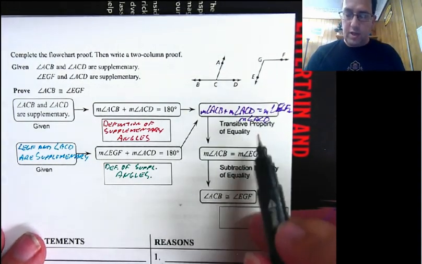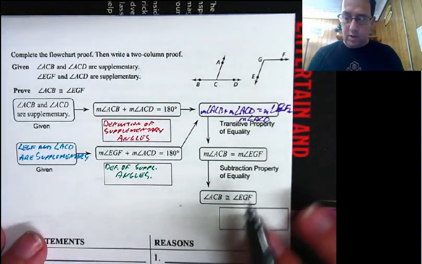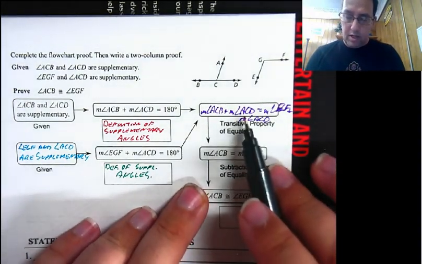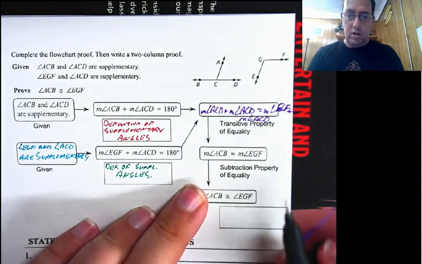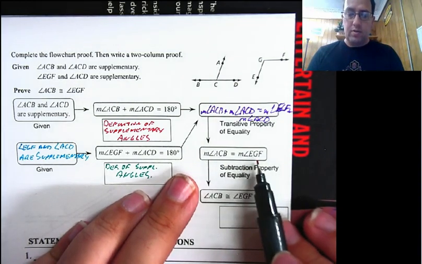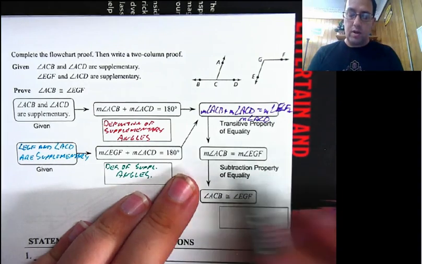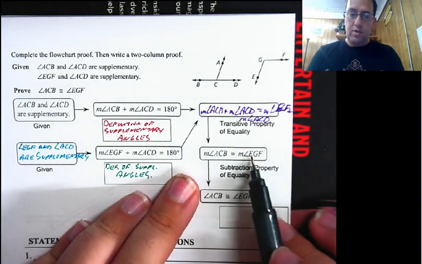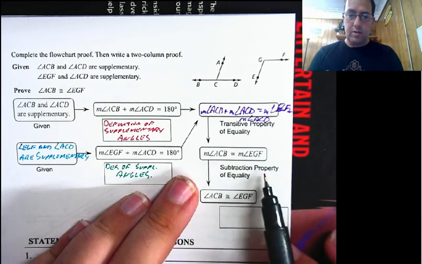And if we have it on both sides of the equation, that means I can subtract it out of both sides, which is what happened here. We subtracted the measure of angle ACD from both sides of the equation, so it cancels out and it's gone, just leaving me with the measure of angle ACB equals the measure of angle EGF. All right? And that was the subtraction property of equality. So you see our statement goes in the box, reason goes under the box.